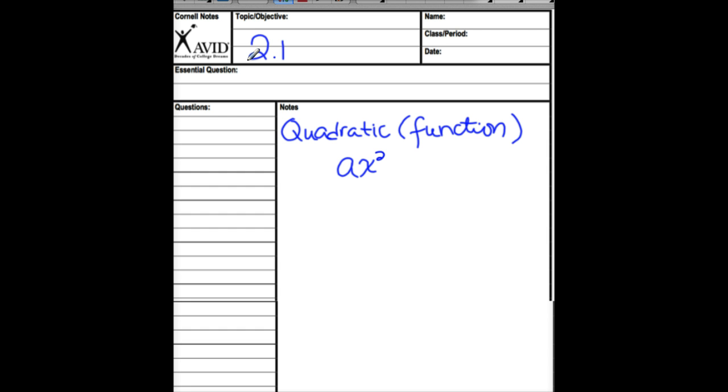Something times x squared plus something times x plus something, and it equals what we call y, or y equals that. It doesn't matter whether it equals y or y equals it, but it looks maybe like this. And the first thing we're going to do before we start graphing and doing all that good stuff is we're just going to practice evaluating them, putting numbers in for x and seeing what it spits out.